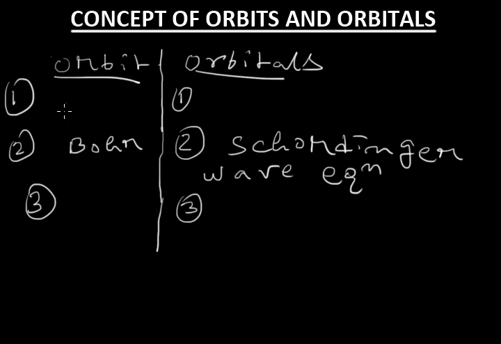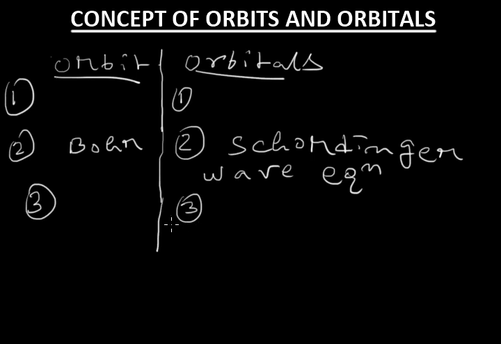Let us recapitulate the difference between orbit and orbitals. The concept was originated by Bohr in the case of orbit, and in the case of orbitals, it is given by the acceptable solutions of the Schrödinger wave equation. And the third point is that the probability of finding an electron in an orbit is 100%, whereas in the case of orbitals it can never be 100%.